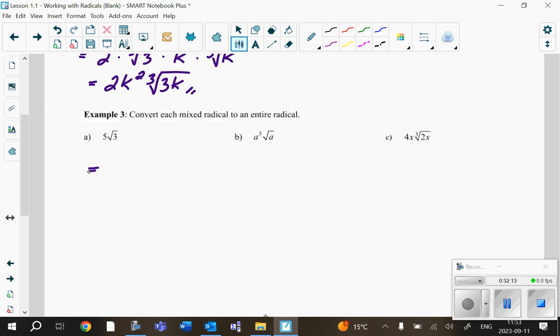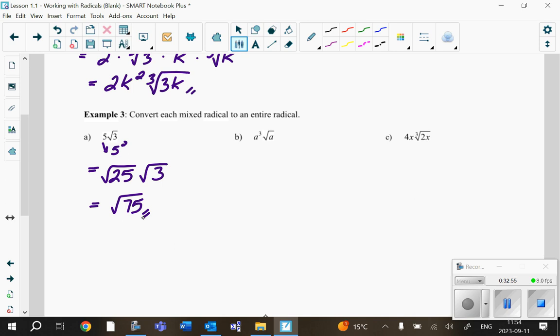Right. If I can write this as a square root, can't I multiply those two together into a single square root? So 5 is the same as the square root of what? Well, how do you find that? Like I said, you do 5 squared. It's the same as the square root of 25. Times the square root of 3 gives me the square root of 75. That's an entire radical. So there's really nothing new here. We're just going in the opposite direction. Okay?